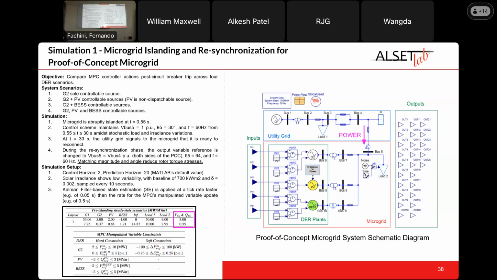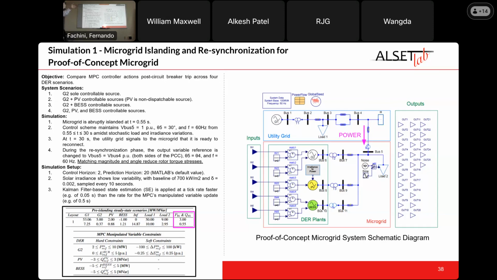And the important thing is that the Kalman filter state estimation is being applied at 0.05 seconds, so it's a faster rate than the actual update of the MPC. So states are being estimated much quicker than the MPC optimization task. And the table on the bottom shows the pre-islanding steady state scenario of the system, so before islanding, and the manipulated variable constraints for all of the generation units.